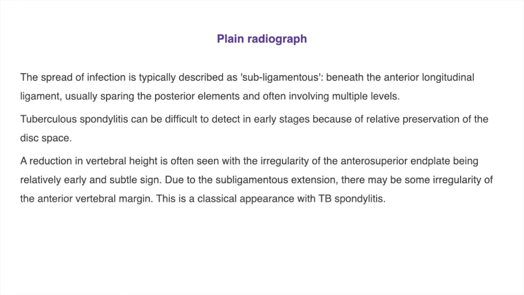Also, you can find irregularity of the anterior vertebral margin, which is a classical appearance with TB spondylitis. But what happens in some cases? In the majority of the cases, in this early stage of Pott disease, there will be young people who come into your consulting room with back pain. When you go for the X-rays, in the majority of the cases, the X-ray is negative.